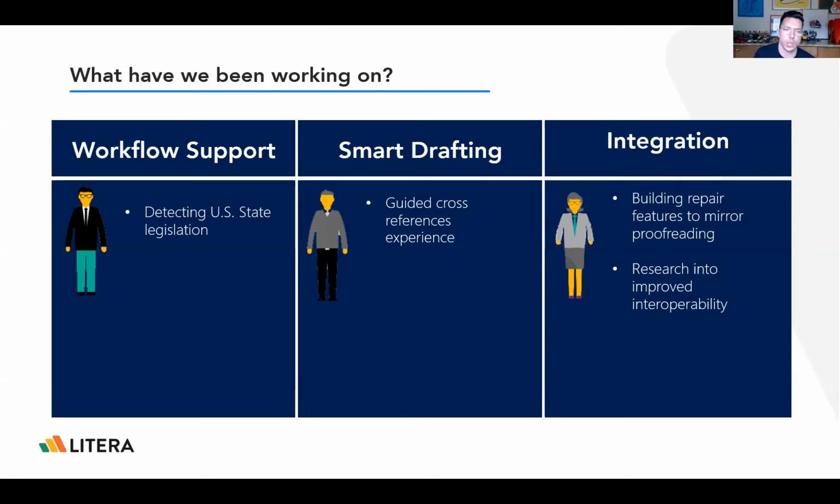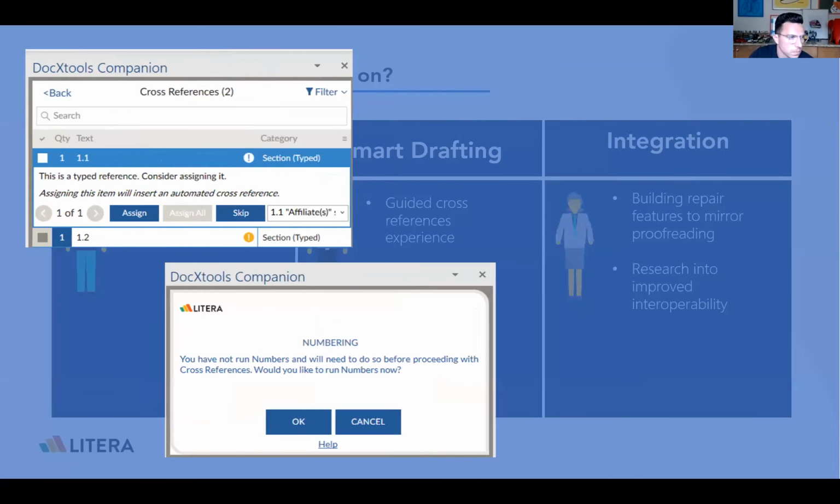And then continue to research how to better interoperate the products. We do have products that overlap with cross-reference features and numbering features, so how to best interoperate those capabilities and really just have one way to do cross-references, as an example.